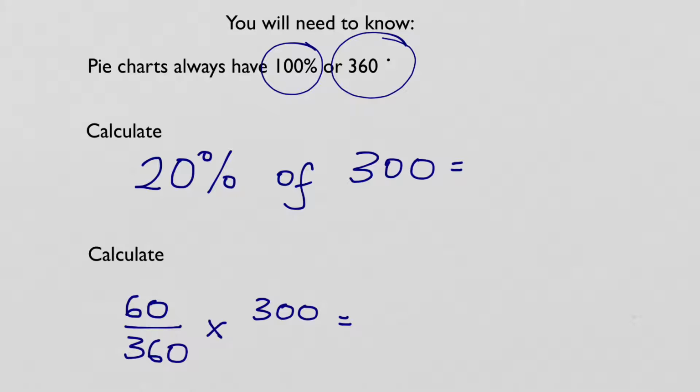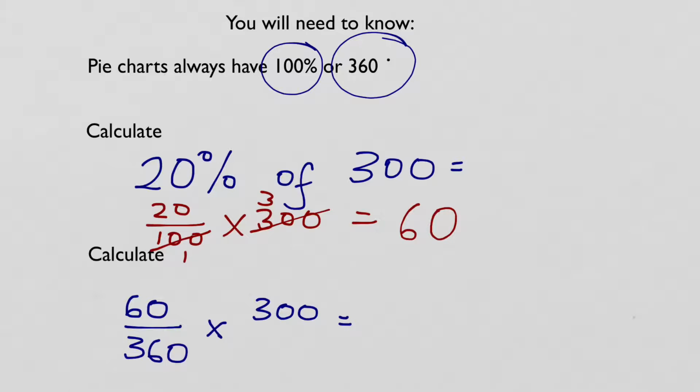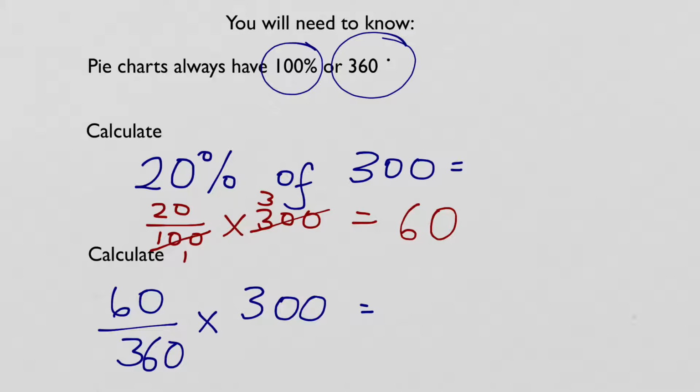Okay, let's see if you got those correct. So firstly, 20% of 300 can be solved like this. I can write 20% as a fraction. Of means multiply. So it is in fact 20 over 100 times 300. If I cross cancel first, I can work out what number goes into 100 and 300. Of course it's 100. So that goes in once and that goes in 3 times. And all I need to do now is multiply the top numbers. 20 times 3 equals 60. Well done if you got that correct.